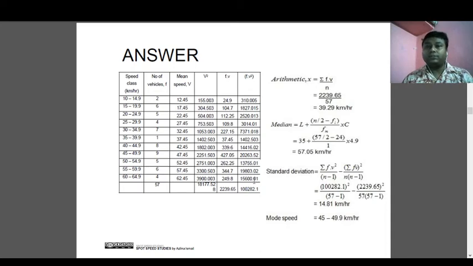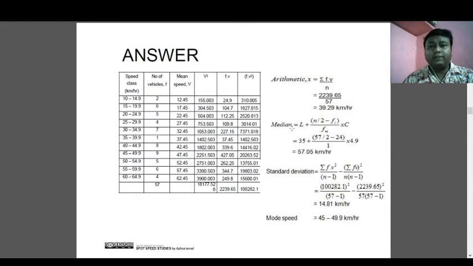Now the equation. The arithmetic mean x bar equals the summation of fv by n. We know the value of f, we know the value of v, and we know n. So what is n? It is the total number of vehicles, or the total frequency, which is 57. From this we can find out the arithmetic mean.